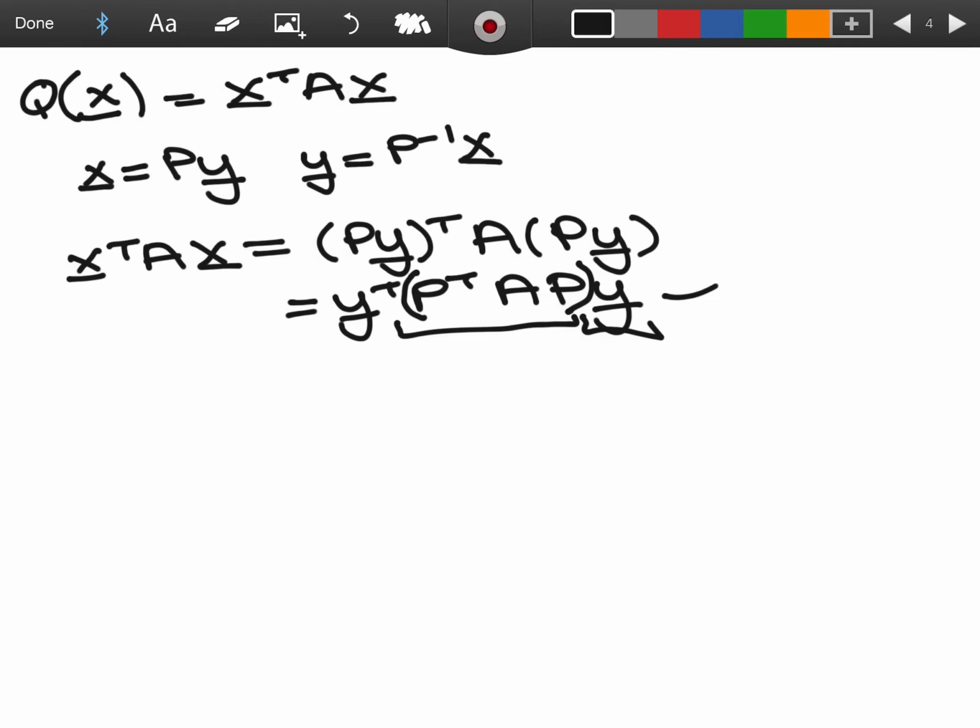This is exactly the same form as what I have up here: an n-dimensional row vector times an n by n matrix times an n-dimensional column vector. So now P transpose AP is the matrix of the quadratic form.